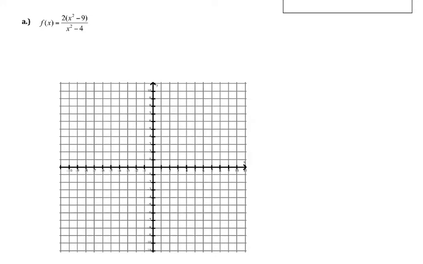We have f of x is equal to 2 times x squared minus 9 divided by x squared minus 4. So first of all, there are several things we need to look for. So we're going to follow the list. Number 1, we need to find the domain.